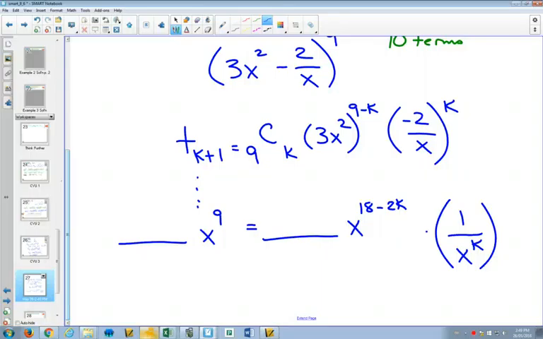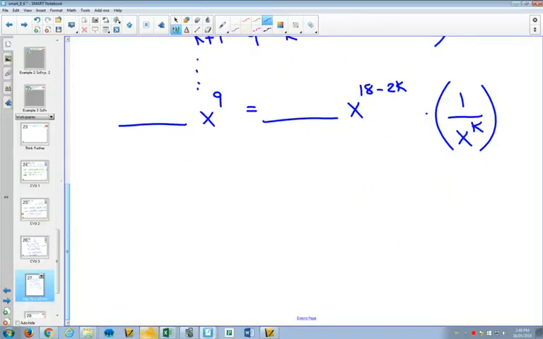If you used your exponent laws, what can you do if you have an x to the 18 minus 2k on the top and an x to the k on the bottom? What can you do with those exponents? You can subtract, right? Because when you're dividing things with the same base, you can subtract. So then I'm going to have an x to the 9 over here, and on this side I'm going to have an x to the 18 minus 2k minus another k, or an 18 minus 3k.